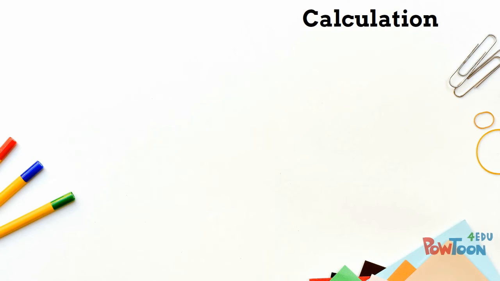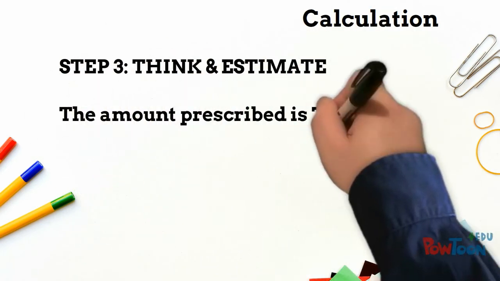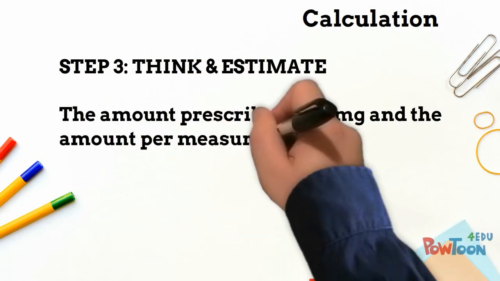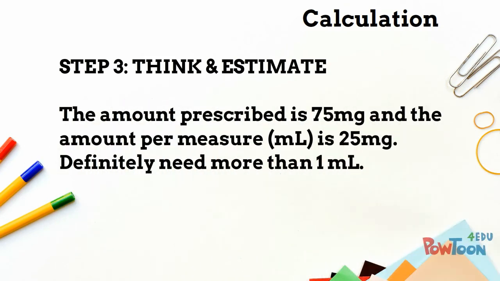system. As we think and estimate, the amount prescribed is 75 mg and the amount per measure is 25 mg. Definitely, if you are good in maths, we can roughly figure out that it is 75 divided by 25. We will get more than 1 measure.